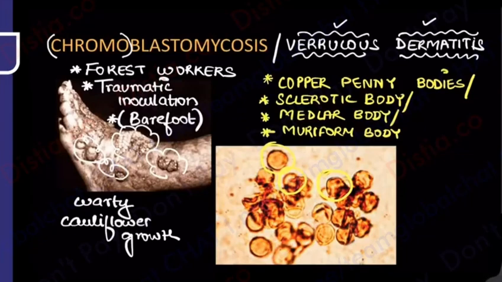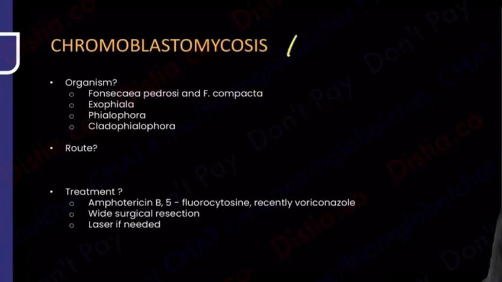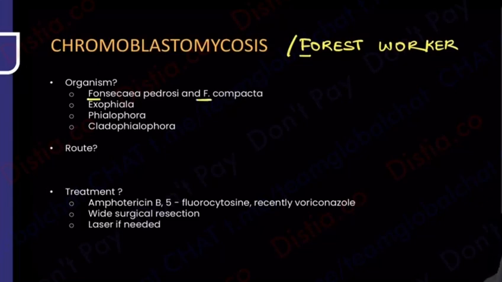Now let's come to the theory part of it. Okay, chromoblastomycosis was the name of the disease, right? But what is the name of the organism? So all the Fs, because it's a forest worker, that is how I have learned it, because it's going to be something to do with the forest worker, then all the Pho and F related things are the organisms that are going to come. So Fonsecaea pedrosoi, Fonsecaea compacta, Exophiala, Phialophora, Cladophialophora. Can you see the abundance of the F, forest worker, coming across? That is how you learn.